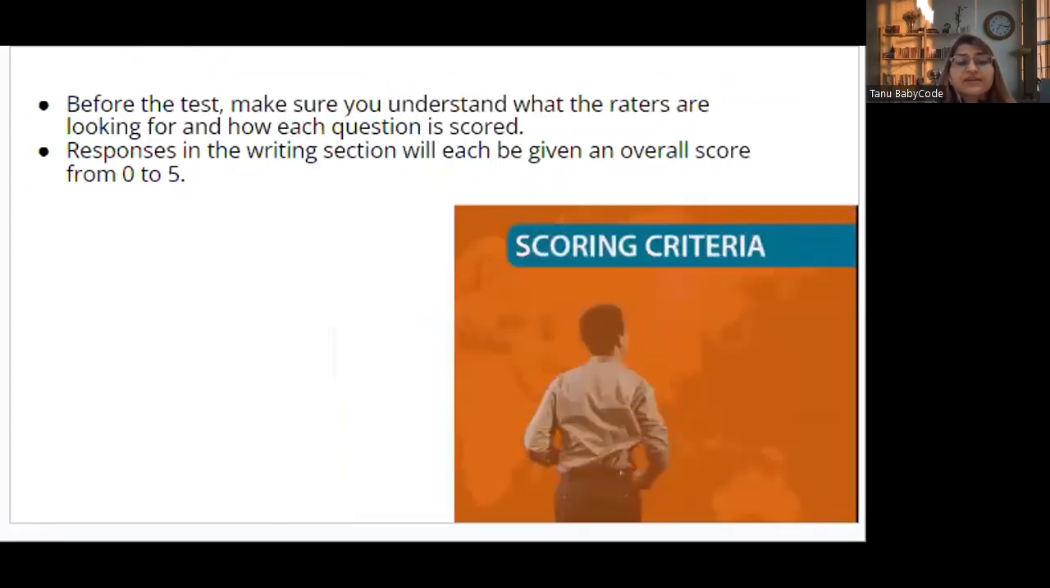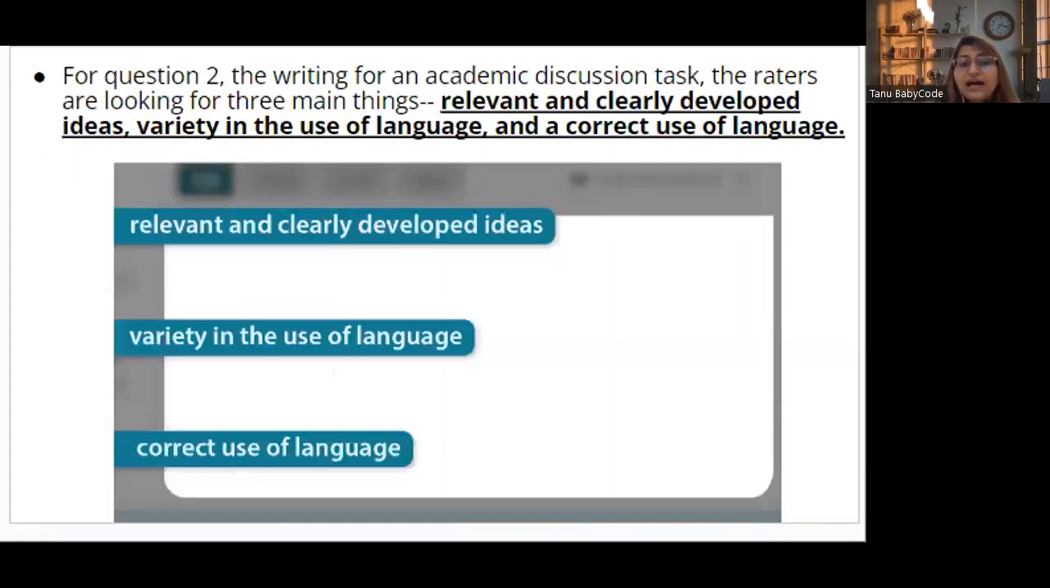Next thing is, before the test, you should understand what your raters are looking for and how your question will be scored. In the writing section of TOEFL, each response will be given an overall score from 0 to 5. So the rating will be from 0 to 5. And for question 2, that means this question, writing for an academic discussion task, the raters are looking for three main things. These are the three main parameters the raters are looking for.